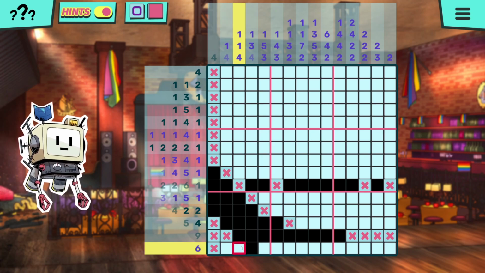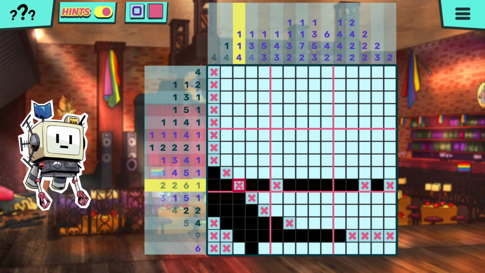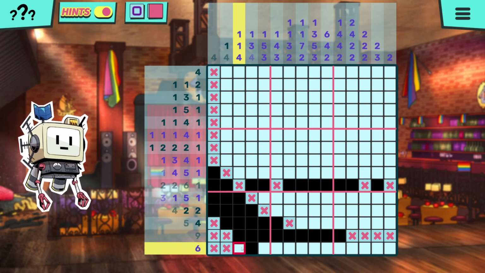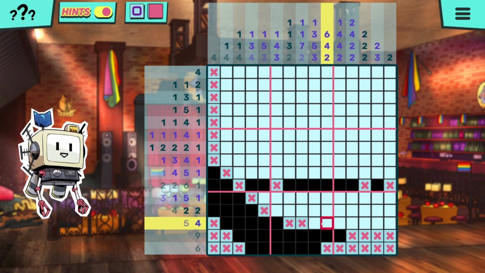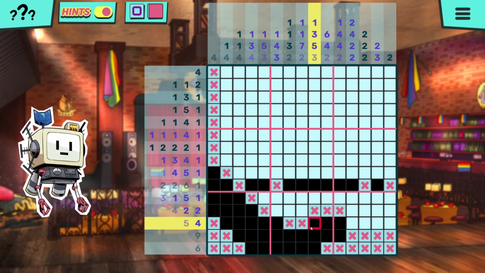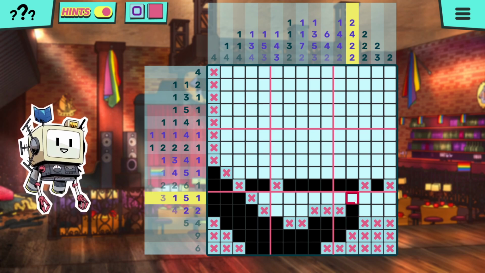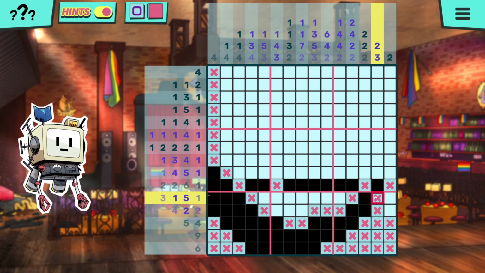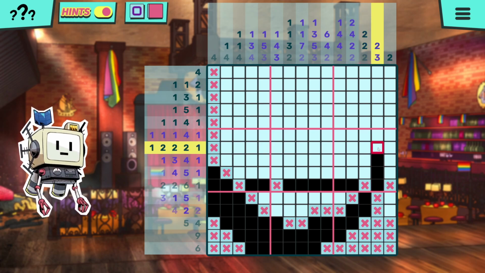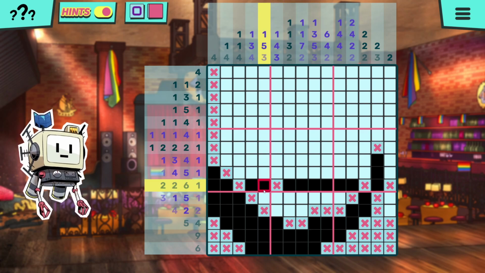Okay, so 1, 2. So this can't be it, but it could be here, but it can't be, so this is making either 6. 2 and 3. 2 and 2. This is a 4, this is the 2. This is the 2. It's a 1. This is a 3.